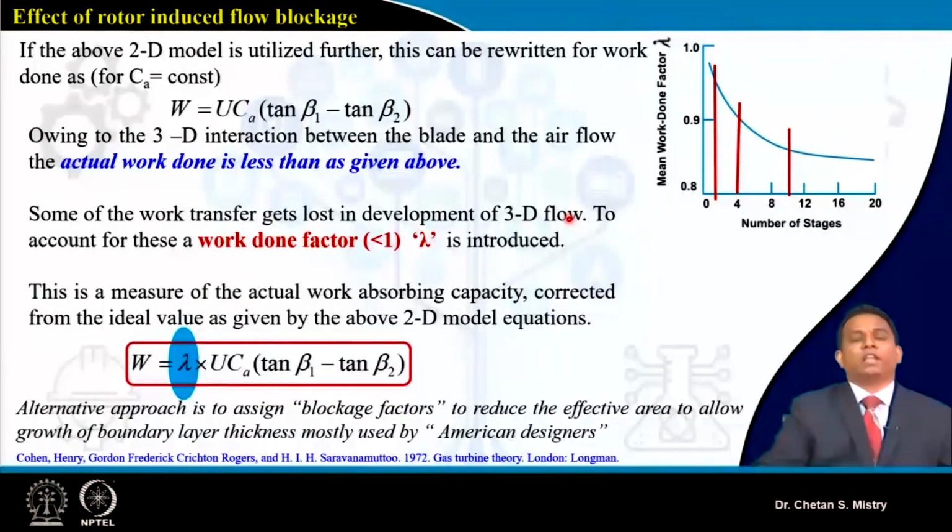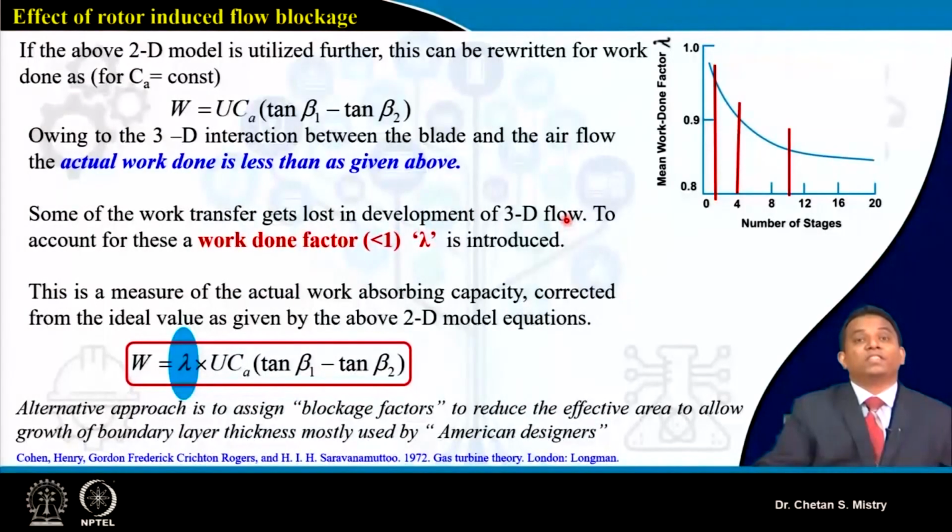Now there are different approaches adopted globally. Mainly different engine manufacturing companies, based on their experience, have done a whole lot of computational, experimental and theoretical study, and based on that they have developed their own factors. Those factors they introduce when they are doing their design. One concept adopted by Americans is called the blockage factor. This blockage factor is calculated based on the momentum thickness, that is, based on the boundary layer thickness.